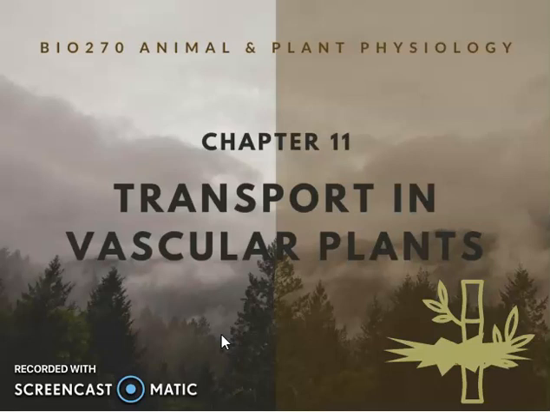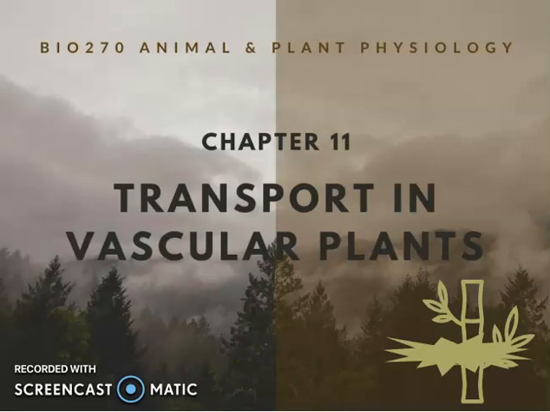Vascular plants rely on specialized tissue that we call vascular tissue to transport water, nutrients and products of photosynthesis around the plant. There are two types of vascular tissue present inside vascular plants, which are xylem and phloem. Xylem transports water and minerals from the root up to the rest of the plant, whereas phloem transports food from the leaf down to the rest of the plant.